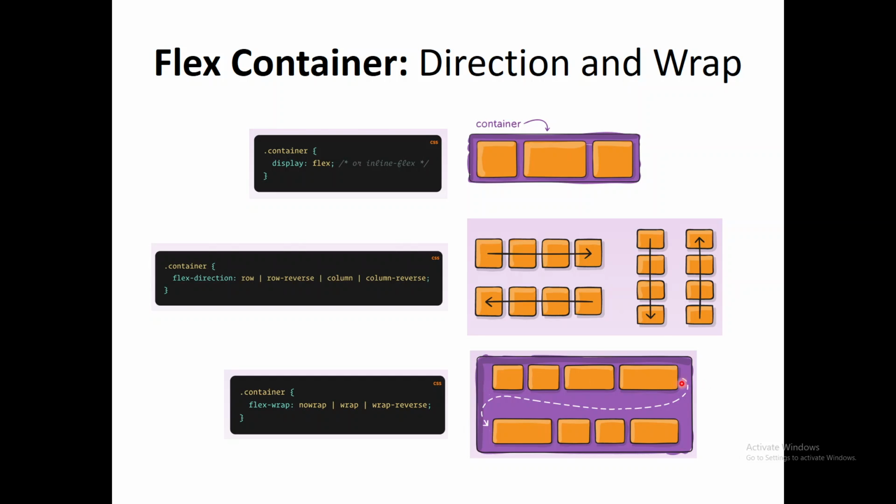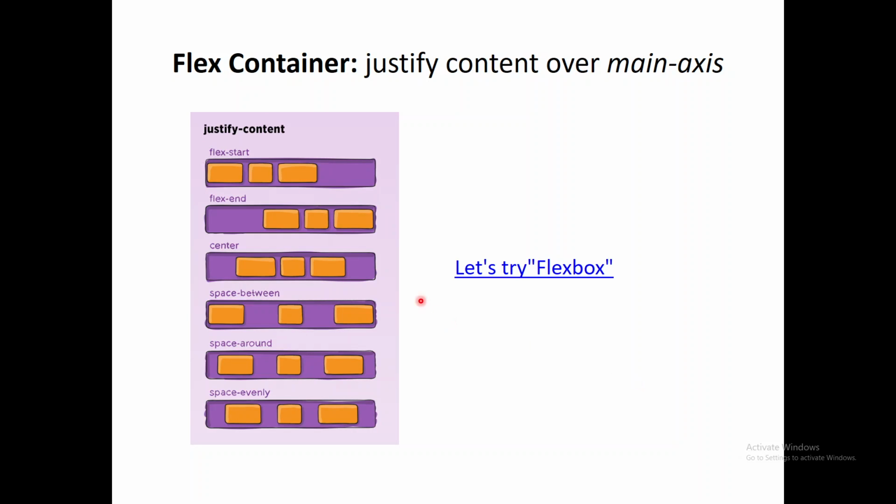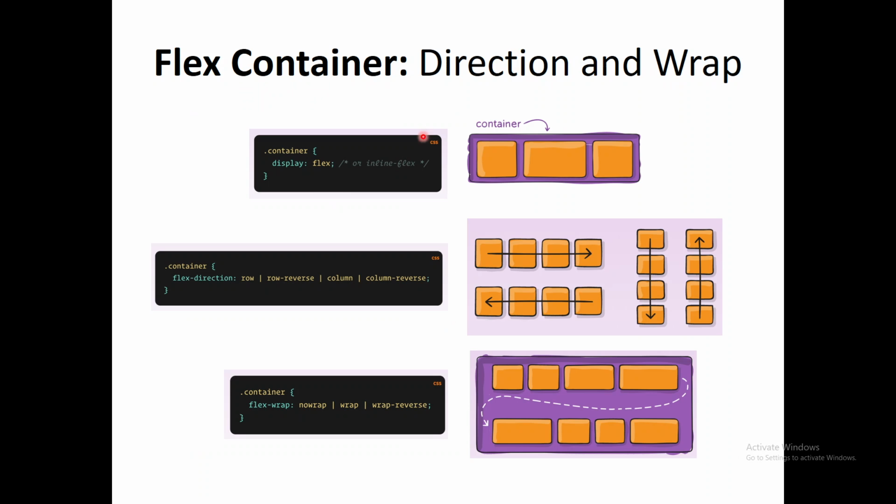So if you change the size of the screen, the redundant elements will be taken from this side and then moved to the next line. So it will be like this, right? It will continue from this point. Okay, so we can specify the direction and the wrap for the flex.